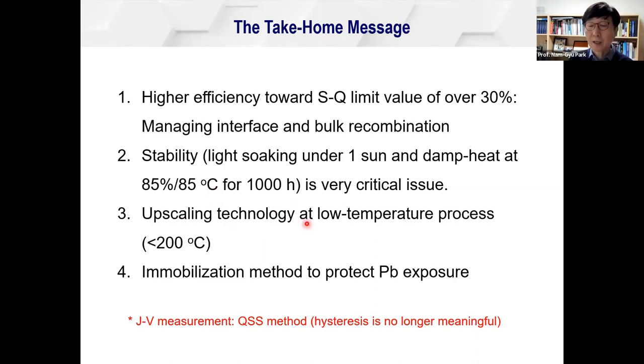And for upscaling technology, a low temperature process is very important. And also, if you apply perovskite photovoltaics to the electronics industry, then the low temperature process is very important. Therefore, probably the high temperature TiO2 may be replaced by some low temperature tin oxide or some other oxide materials.